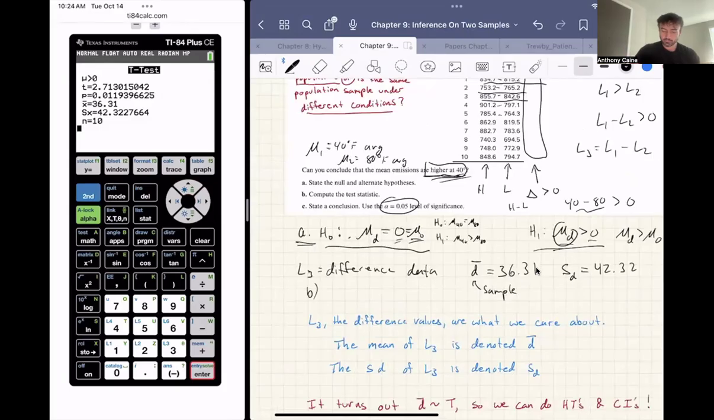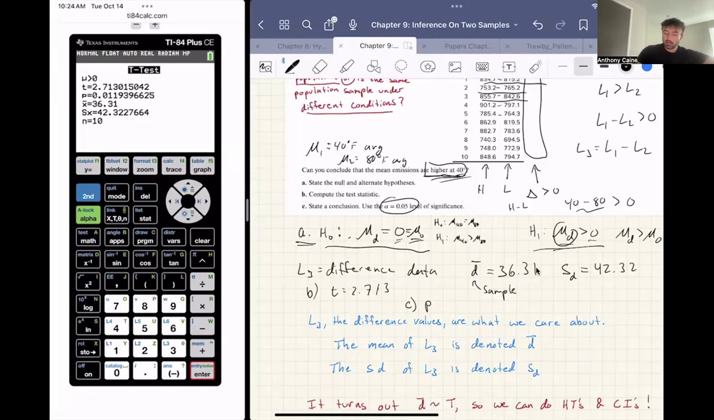Part B, compute the test statistic. So that's this t on the calculator. T equals 2.713. Okay. We're about 2.7 standard deviations away from zero. So if the true mean was zero, we're pretty far away, right? State the conclusion using that.